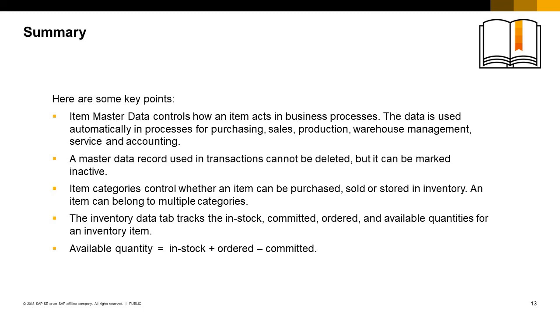Designating the item as an inventory item means that the item can be used in inventory transactions. Similarly, marking an item for purchasing or sales means that the item can be bought or sold on marketing documents. If you mark an item as inventory only, you cannot buy or sell that item. The Inventory Data tab tracks the in-stock, committed, ordered, and available quantities for an inventory item in each warehouse. The available quantity is equal to the total of the in-stock and ordered quantities minus any committed quantity.